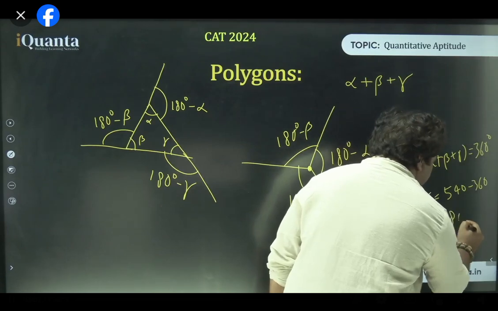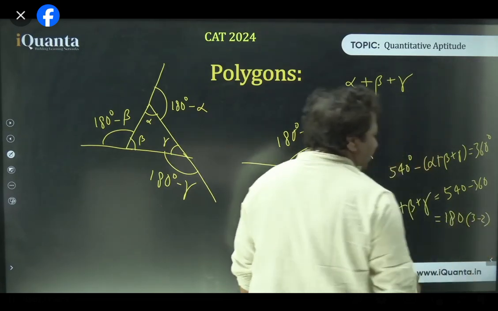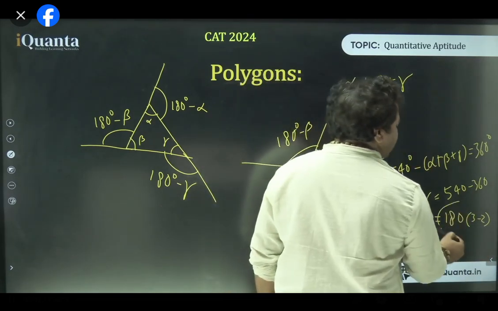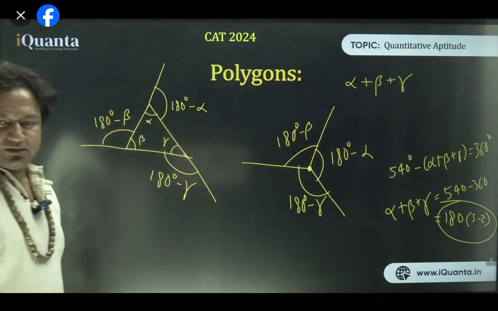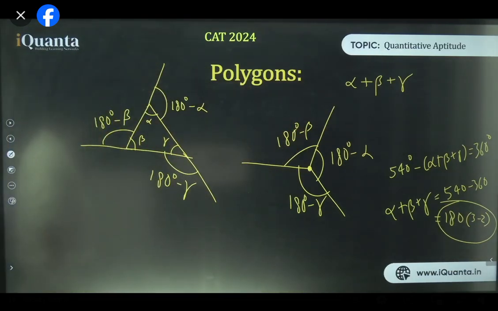Okay, I can take 180 common, and now I have 3 minus 2 inside the bracket. All I want you guys to remember is this, 180 into 3 minus 2. If you're making the notes, just note it there, 180 into 3 minus 2.